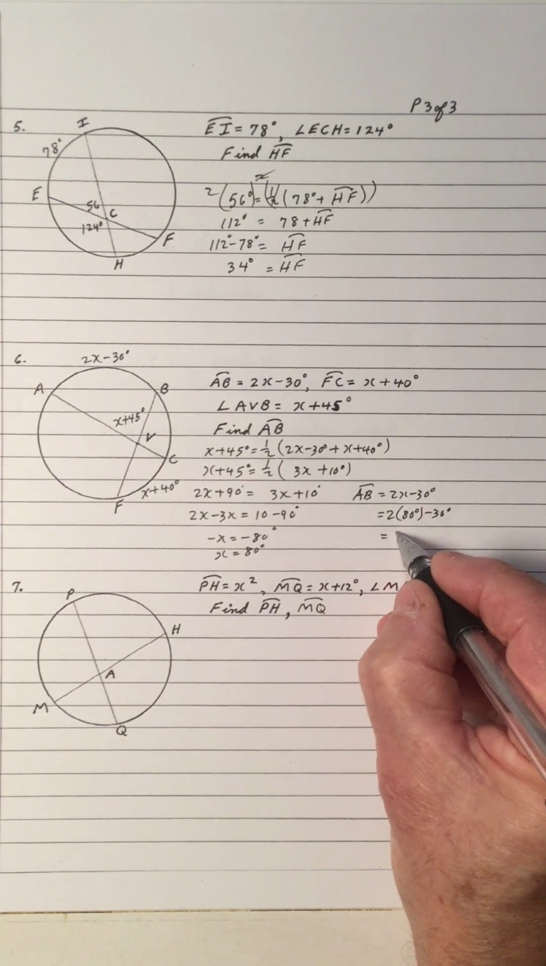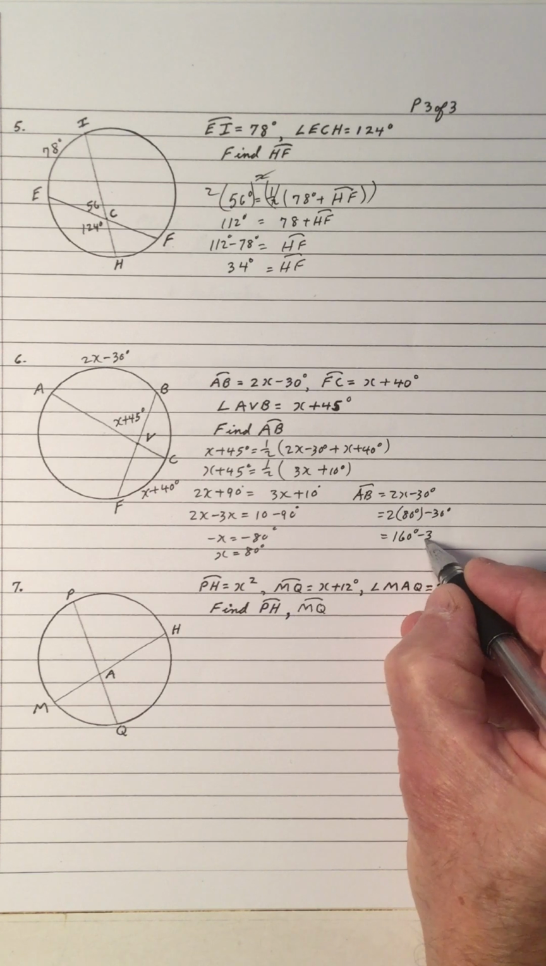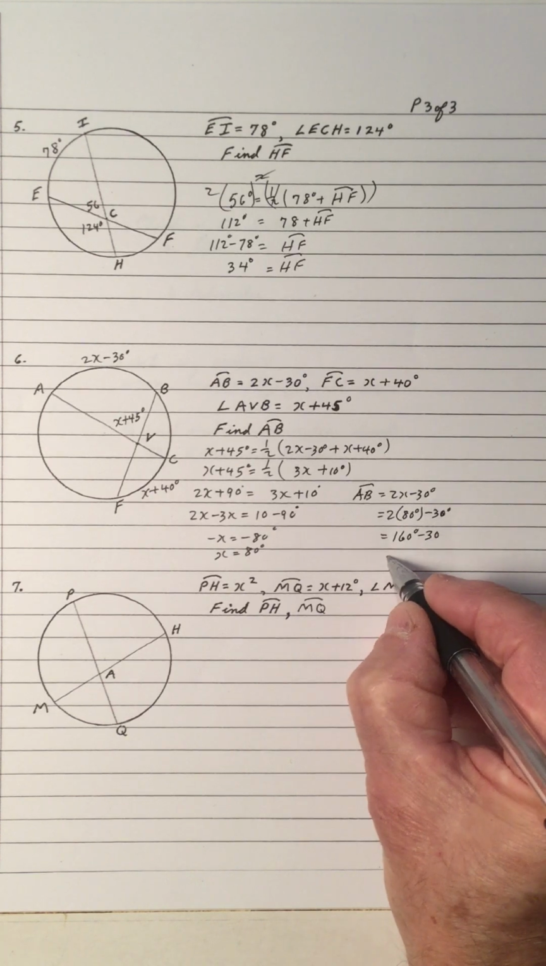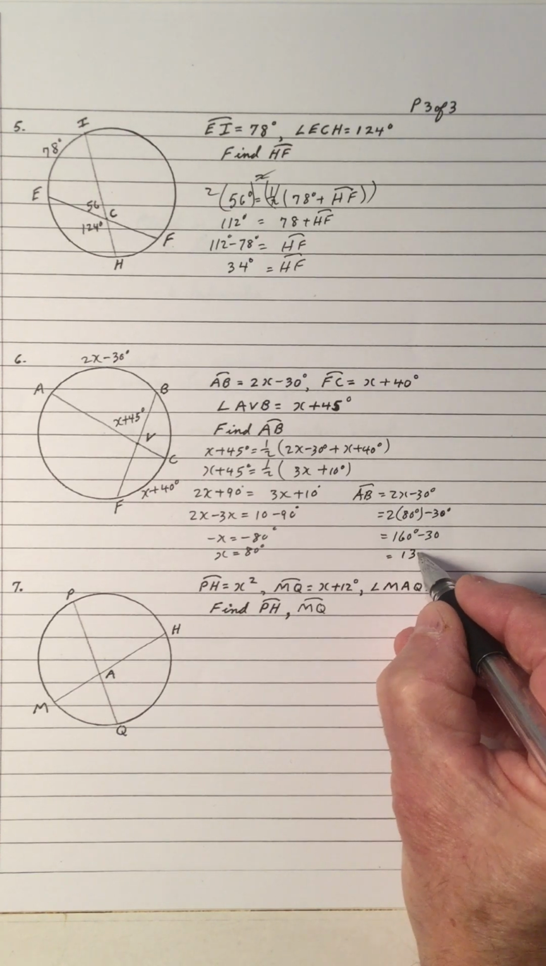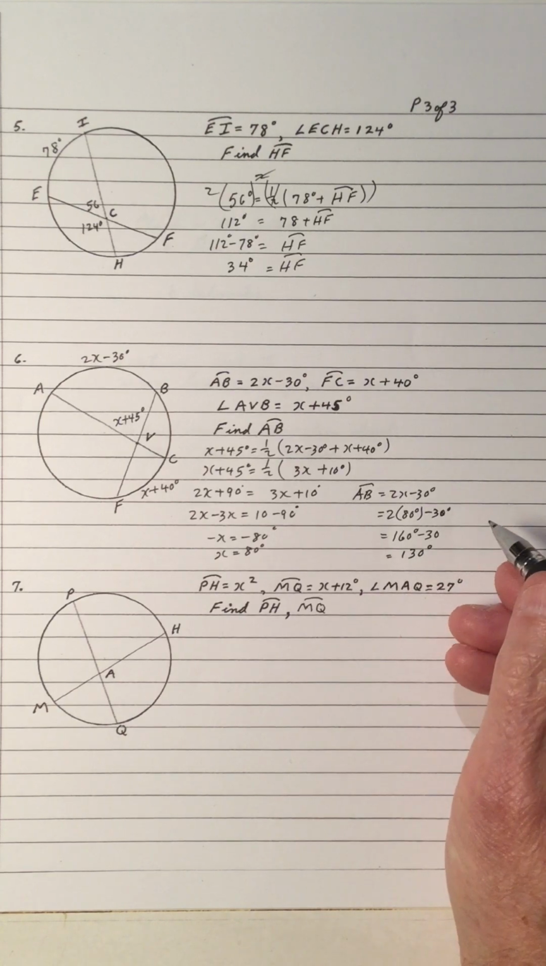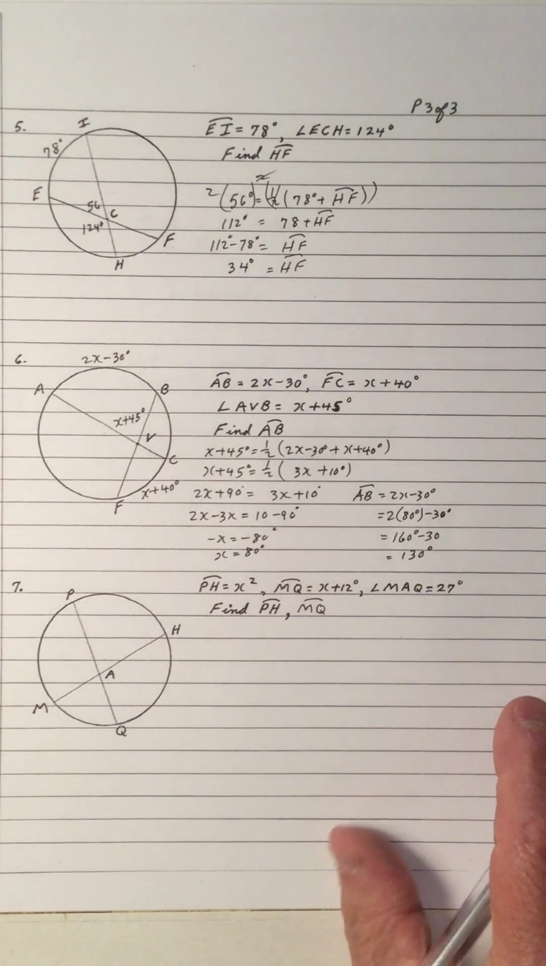Substitute the 80 in the place of x, we get 160 minus 30. So the answer, the arc AB is 130. And we have another one to do.